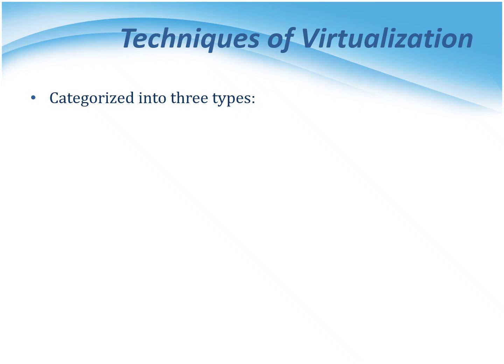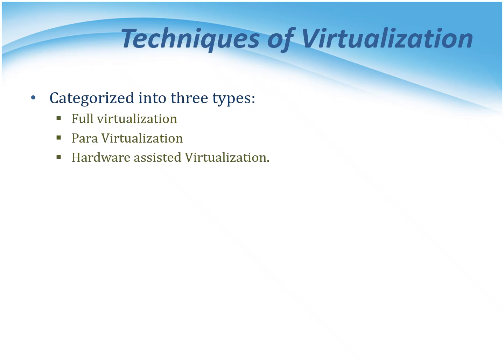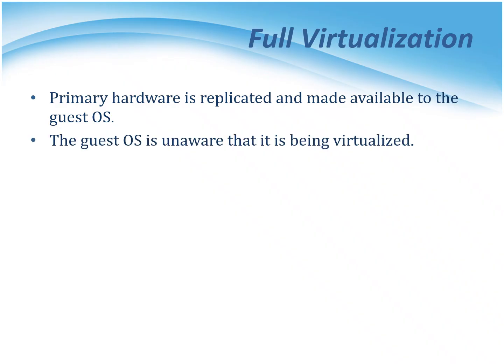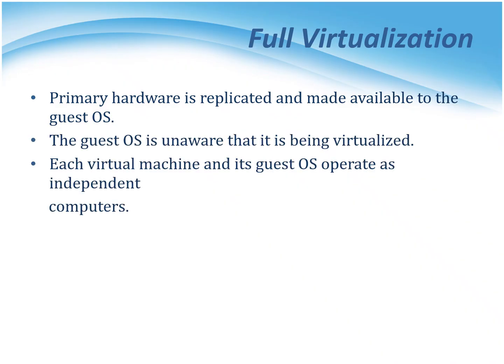Now, techniques of virtualization. There are full virtualization, para virtualization, and hardware assisted virtualization. These are the three categories of virtualization. In full virtualization, the primary hardware is replicated and made available to the guest OS. The guest OS is unaware that it is being virtualized. Each virtual machine has its own guest OS, separate as an independent computer.